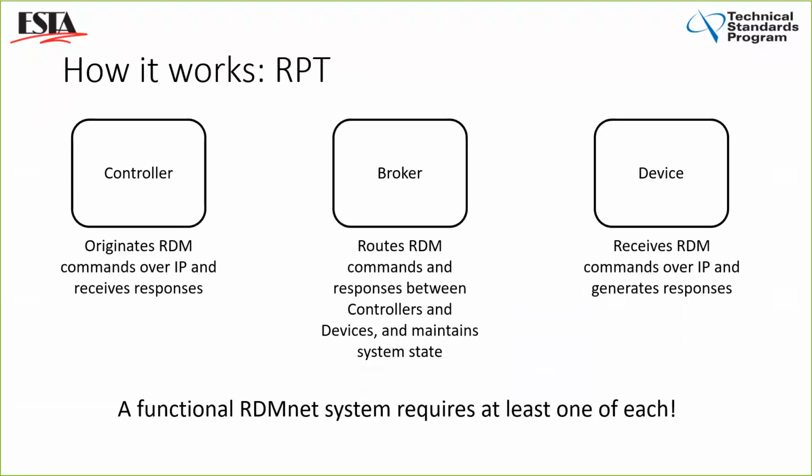It's important to realize that at least one of each of these roles is necessary to build a functional RDMnet system. And in particular, you should note that there's no communication possible between controllers and devices in RDMnet without a broker being present. So you really have to have at least one of each of these devices in order for an RDMnet system to work.